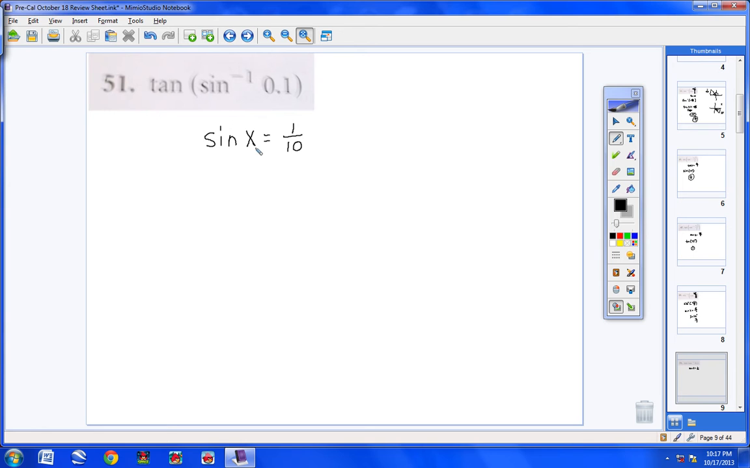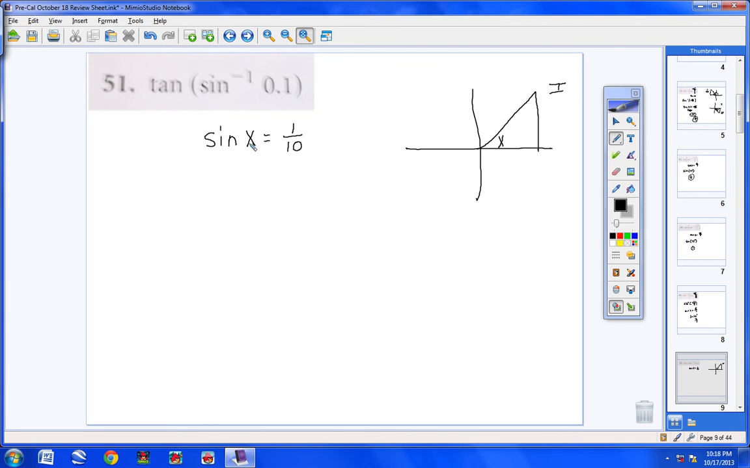Now I still don't know the angle, but here's what I do know. I know that inverse sine is restricted to quadrants 1 and 4, and I know I've got to be in quadrant 1 because my 1/10 is positive. So watch what I do. Even though I don't know what x is, I can still draw a triangle and admit that I don't know what x is and put x right here. And then what do I know about x?